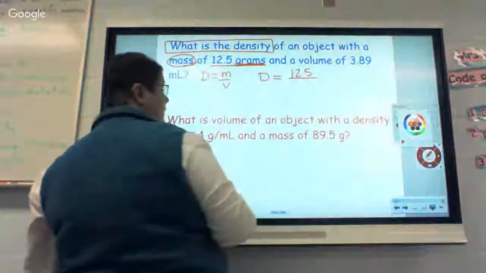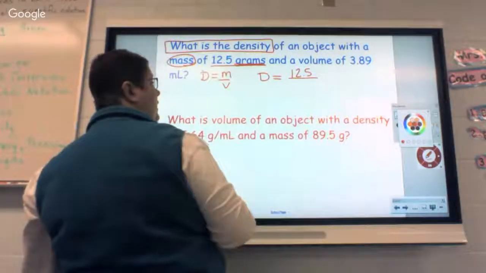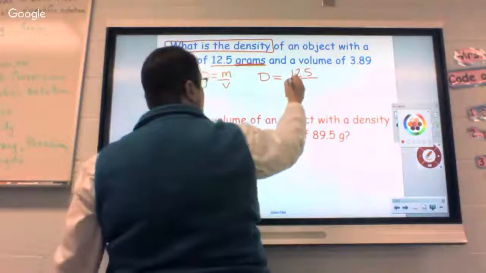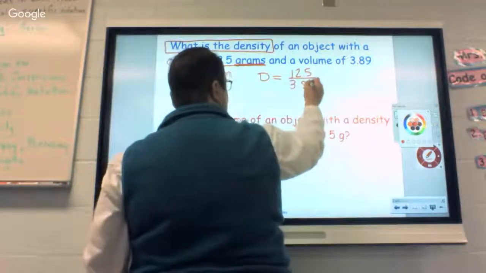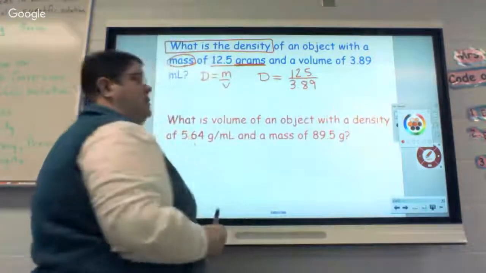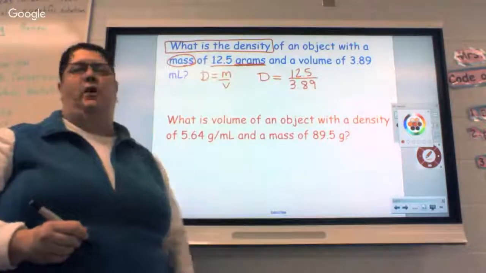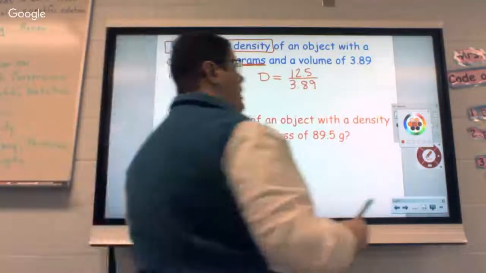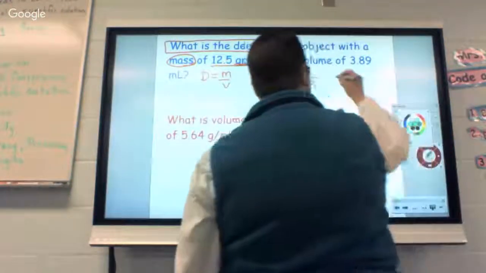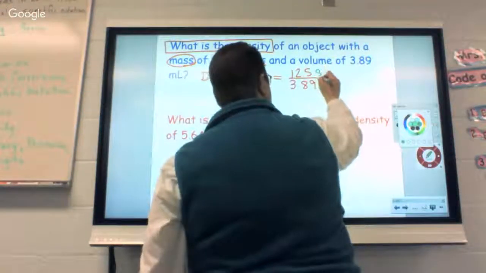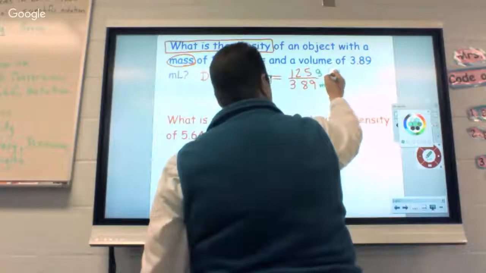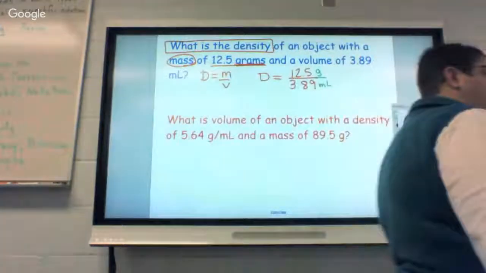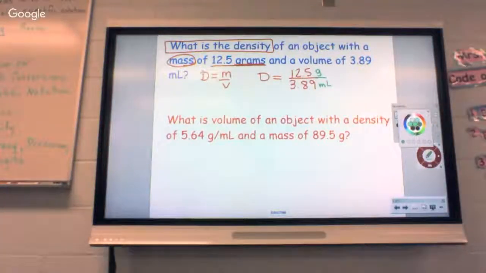Now, 3.89 milliliters. A milliliter, we have learned, is a volume. So it has to be V, even if it doesn't say "volume of." Now, the reason I pointed this question out, like I said a second ago, is to talk about the unit. When you divide those two units, do either of them have anything in common? Anything the same about those units?